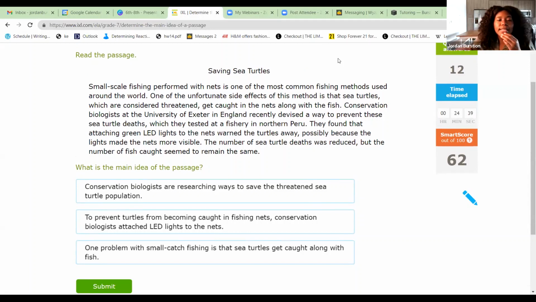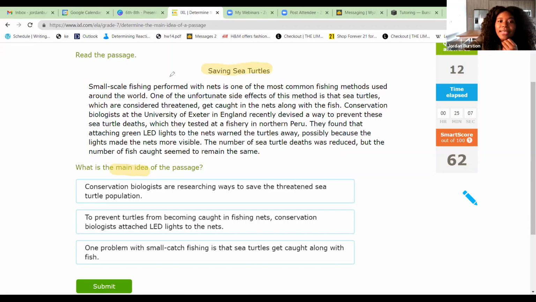So I'm going to read it out loud, and you all are welcome to just listen along. So I think with these type of problems, I always recommend you read it more than once, and you read all of the answer choices and the question more than once. They want us to identify the main idea of the passage. The title is Saving Sea Turtles.